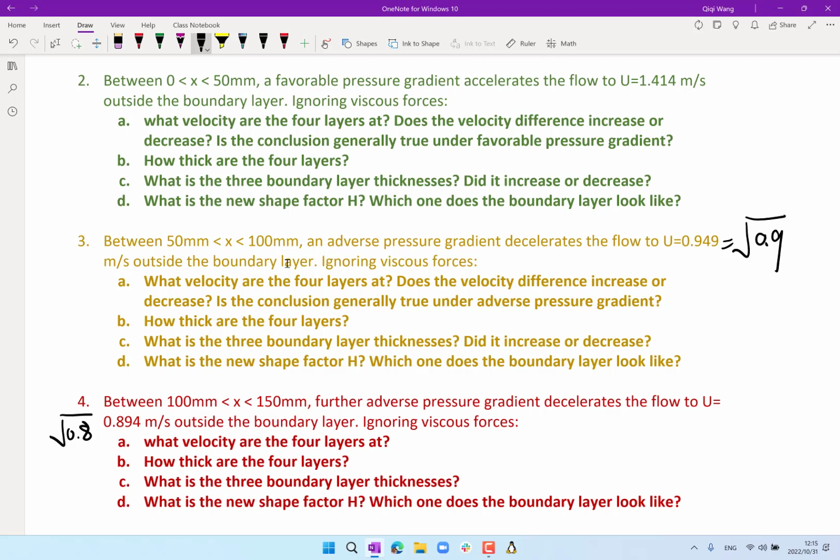All right. So you already figured out what is the effect of a favorable pressure gradient, right? So is that including 0 to 50 it accelerates and then 50 to 100 it decelerates again? Yes. And basically, you're gonna figure out the effect of adverse pressure gradient, and you are gonna see flow separation over here. And let's see what it looks like.